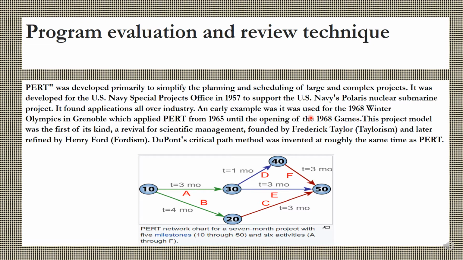An early example was the 1968 Winter Olympics in Grenoble, which applied PERT from 1965 until the opening of the 1968 Games. This project model was the first of its kind, a revival of scientific management founded by Frederick Taylor, also known as Taylorism, and later refined by Henry Ford, known as Fordism. DuPont's Critical Path Method was invented at roughly the same time as PERT.